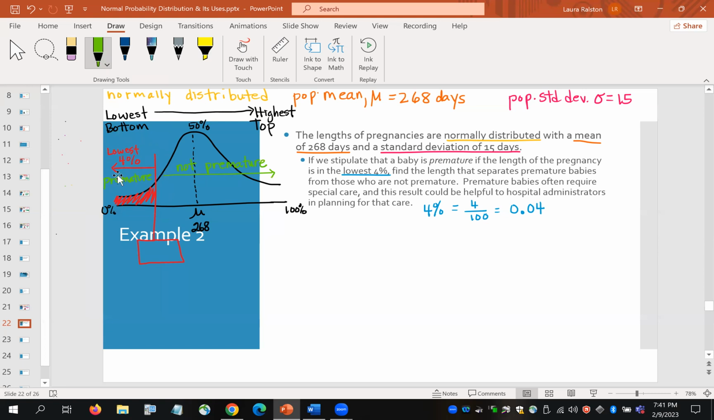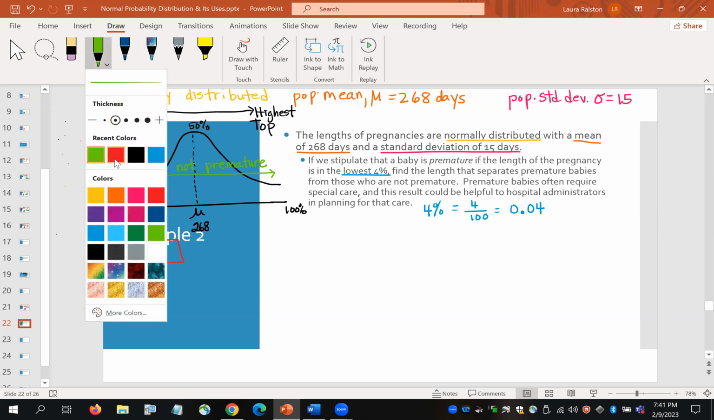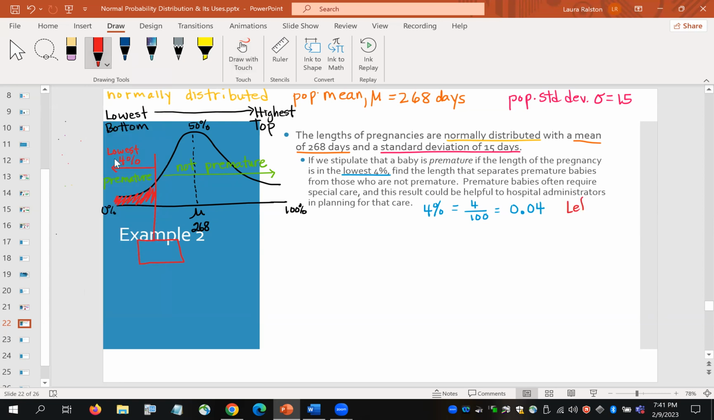Because I'm at the lowest, I'm on the low end. Notice that that region is on the left. So this is going to be a left tail. The picture helps you to see which one you need.